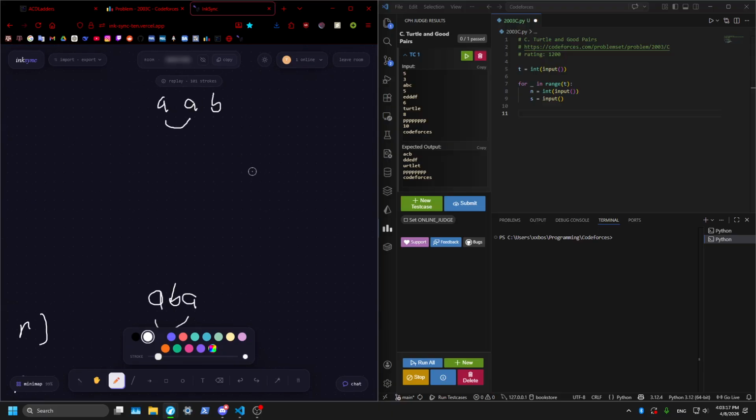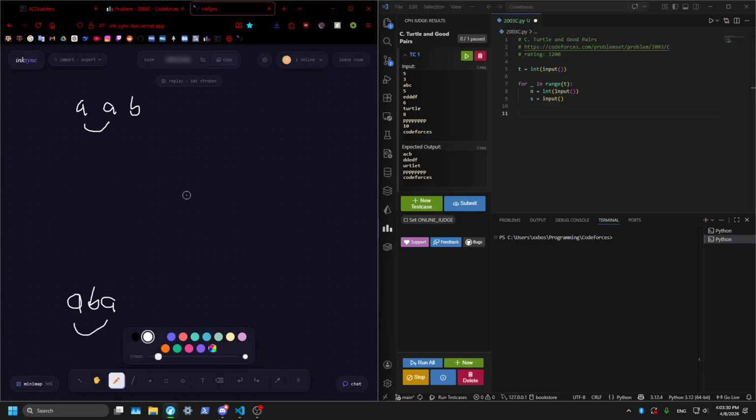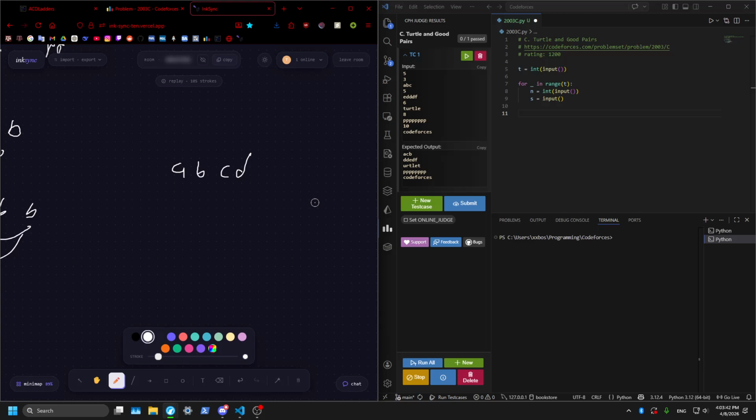We need to look at a longer string, ABC. Is there any value in looking at ABCD here? This just won't matter, right? Because as long as they're not adjacent, they're pleasant pairs.